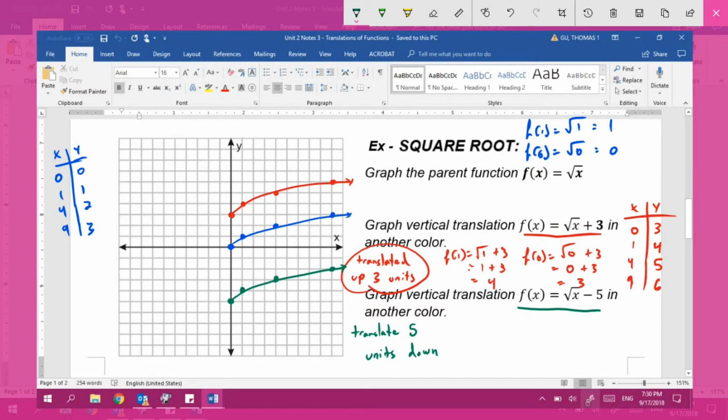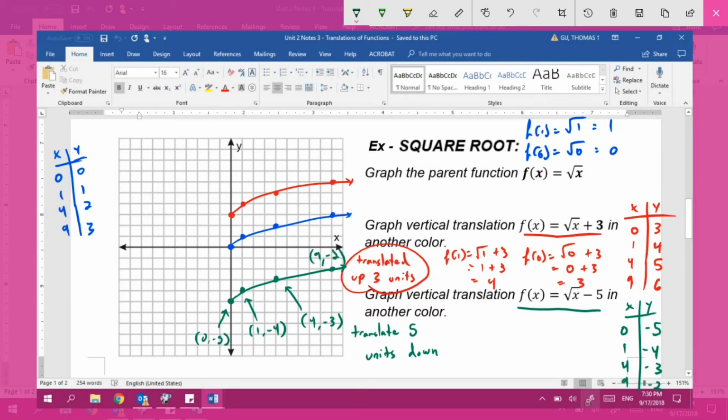We can see that's the exact same thing as the parent function, except it has been translated down 5 units. And so after graphing it, look, graphing was easy. We just counted spaces. Now we can just plug in the points into our table. What do we have? Right here is 0, negative 5. Right here we've got 1, negative 4. Over here, we've got 4, negative 3. And lastly, over here, we've got 9, negative 2.